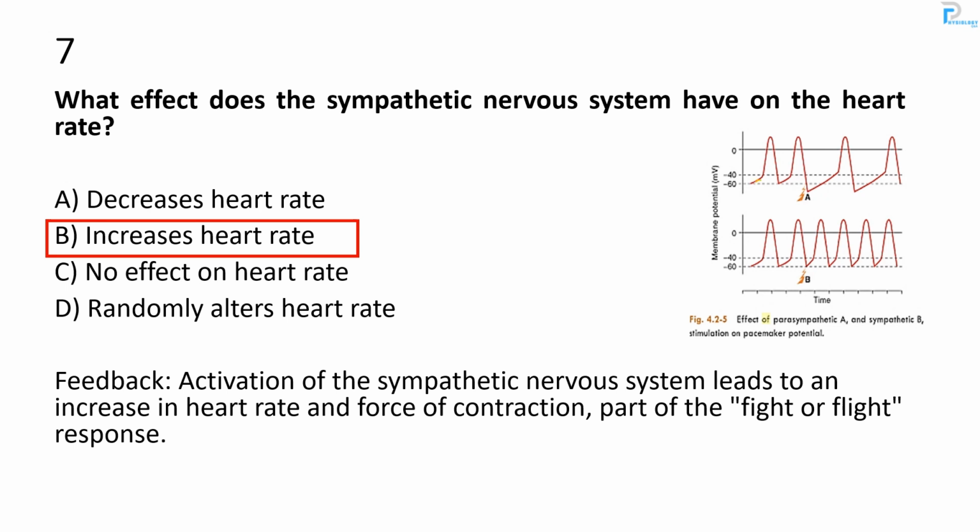This pacemaker potential is caused by a number of reasons. One is influx of sodium ions through the funny sodium channels, and decreased permeability to potassium. So potassium is kept inside the cell, doesn't go out. That will also increase the positive ions inside, and opening of transient calcium channels, or T-type calcium channels, which allow calcium influx.